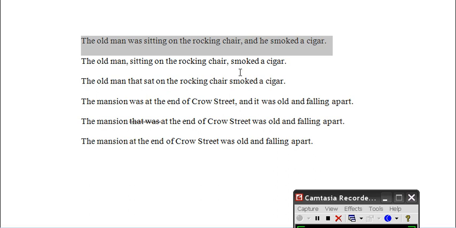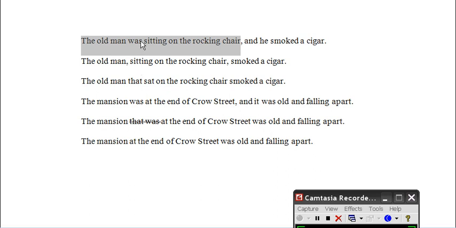Nonetheless, let's look at this really quick. The man sitting on the rocking chair smoked a cigar. So how do we do that? Well, what you can do is when you look at a sentence, look for weak verbs like "was," or "is" if you're writing present tense, but you'd typically be writing past tense when you're writing stories and novels. The old man was sitting on the rocking chair. Let's take that first clause. In this case, it's actually a whole sentence.